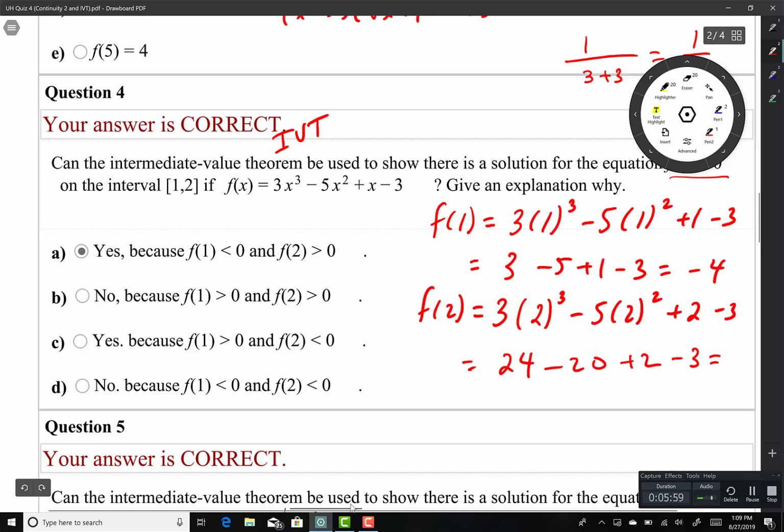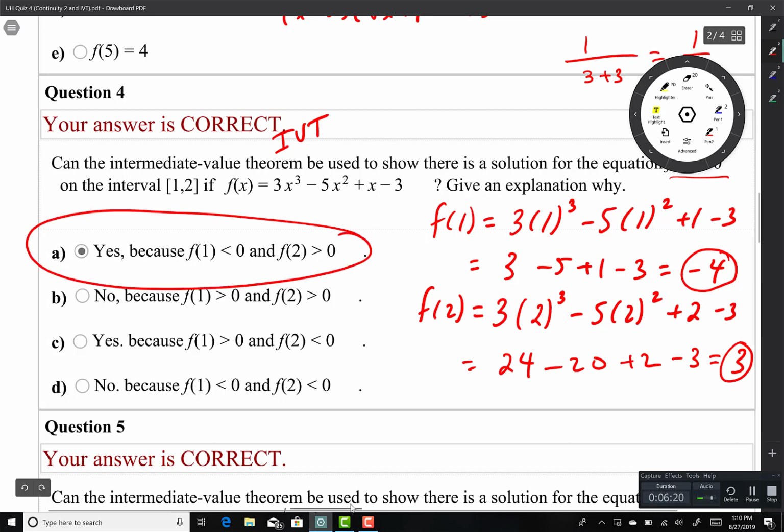24, let's see, 8, 16, 24. 2 squared, 4, 5 times 4 is 20. And then 2. Okay. I think I did it right, guys. So, because I had a negative at f of 1 and a positive at f of 2, yes, definitely it crossed the x-axis, because the y value is 0 on the x-axis.